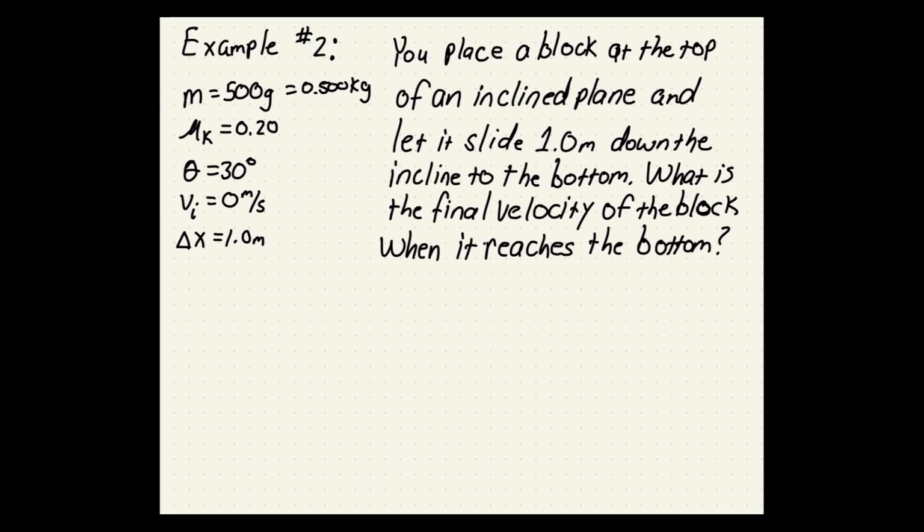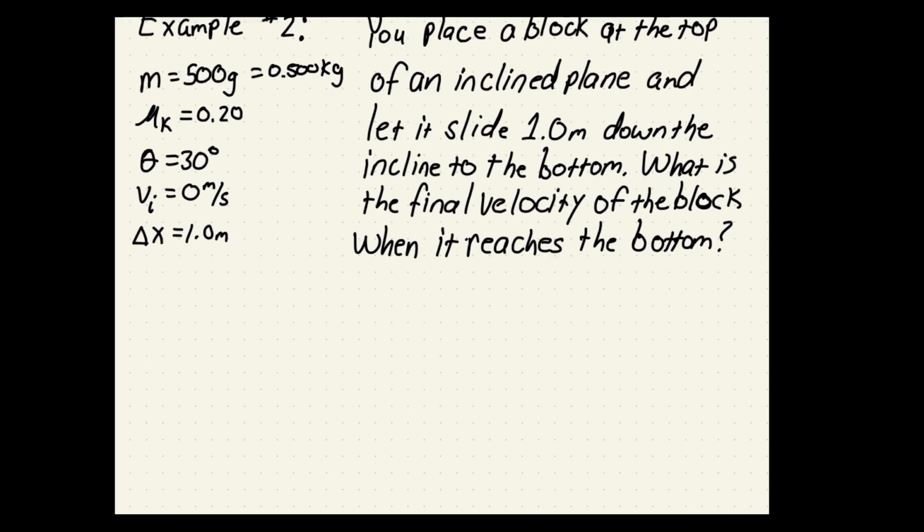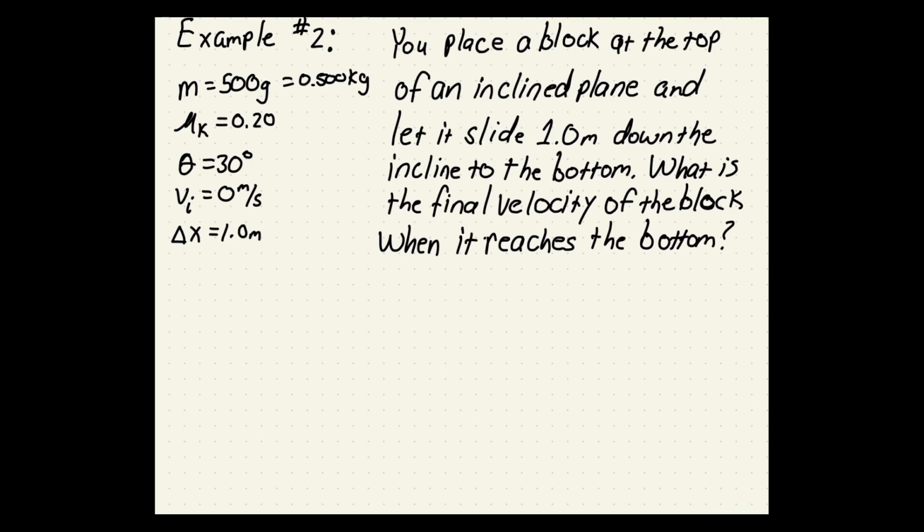And the prompt is you place a block at the top of an inclined plane and let it slide. Our incline angle is 30 degrees. And you let it slide for 1 meter down the incline to the bottom. What is the final velocity of the block when it reaches the bottom? And this is not 1 meter vertically, this is 1 meter diagonally. So the total distance that we're going to slide down this is 1 meter, and that will be our distance down the incline.